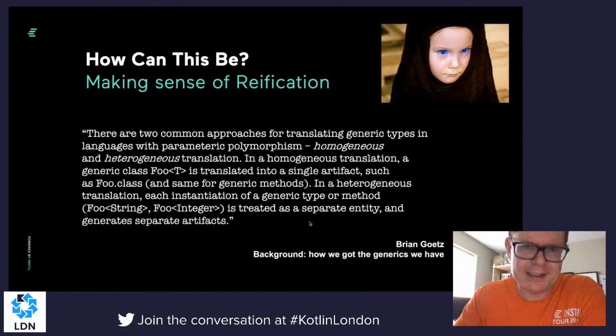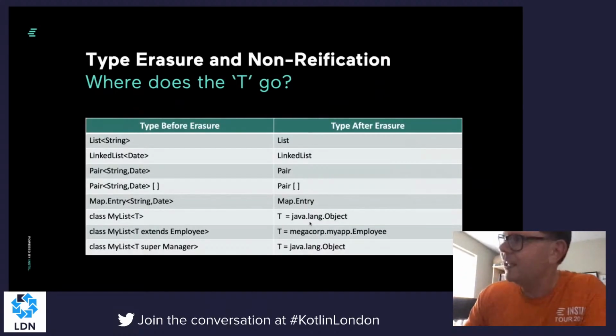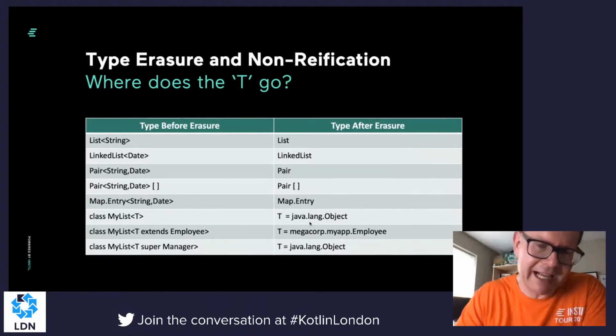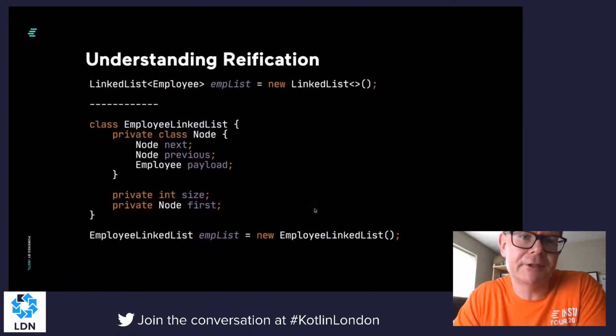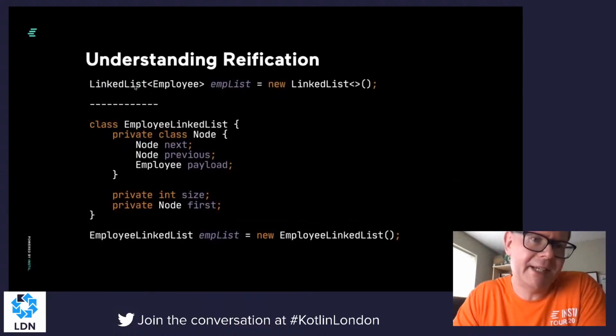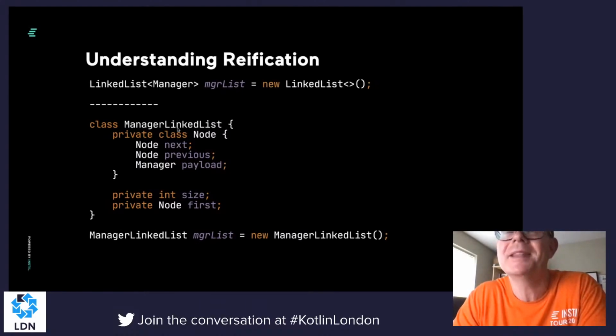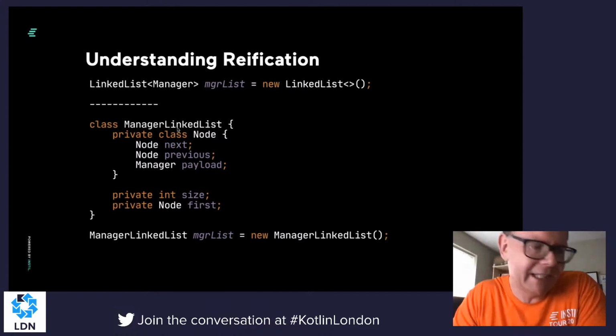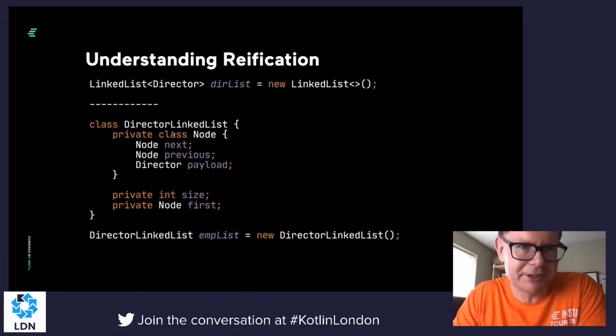The other way of doing it, reified generics, is where you get a different version of the class for each use of T. So let's say we had a linked list of employee. Well, then the compiler would basically generate an employee linked list. It would go through your code and each instance of T would get replaced with employee. And then let's say you also had a linked list of manager. Well, then it would go through your code and each instance of T would get replaced with manager. So effectively you'd have a manager linked list. And the same thing for director.